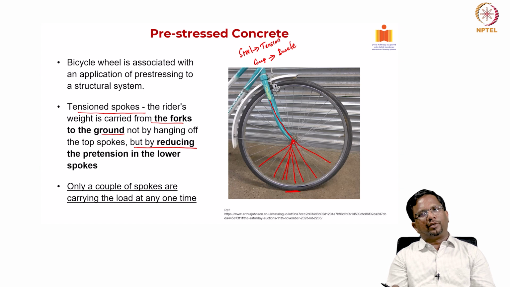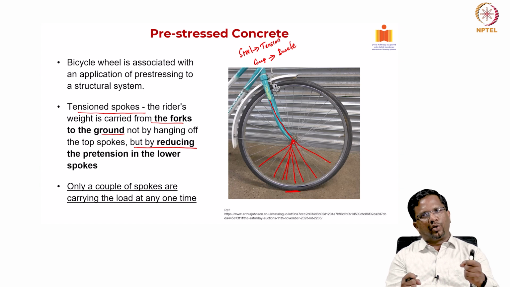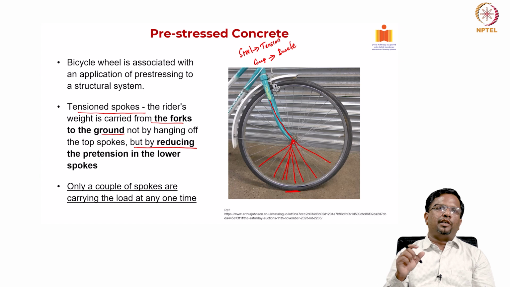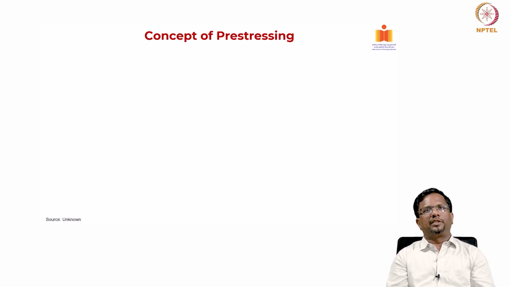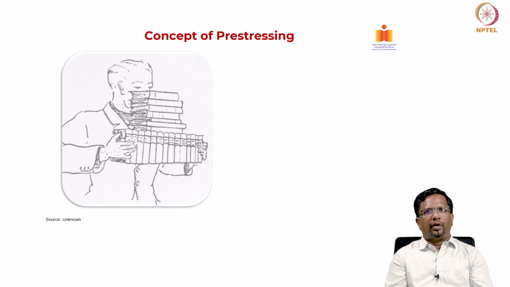So, pre-stressing is not always because concrete is weak in tension, so we put compression. But here in this case, if you see, the spokes are weak in compression. So, what we do is we apply more tension, so that even when compression is coming, it will still be in tension, right. So, that is the idea. Now, let us get into the concept of pre-stressing. This is a very elegant example illustrating the benefits of pre-stressing.